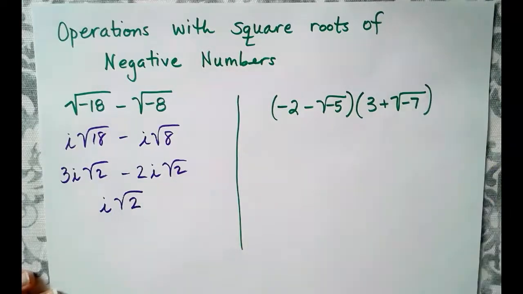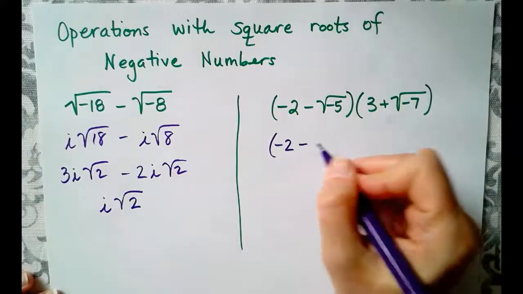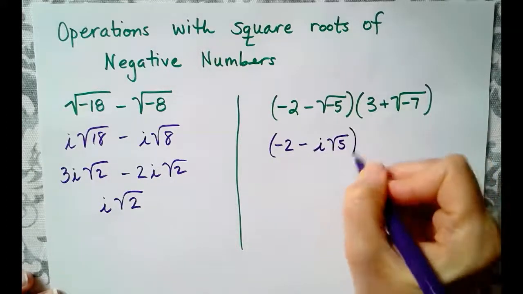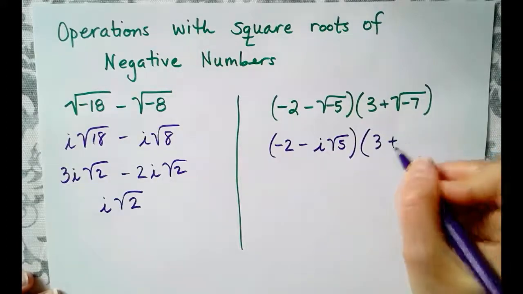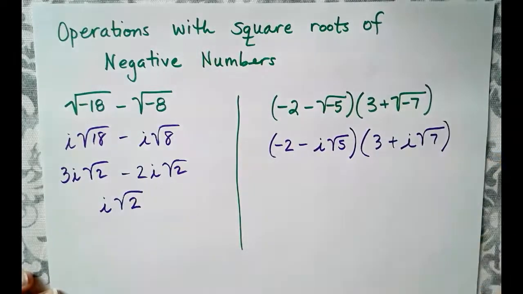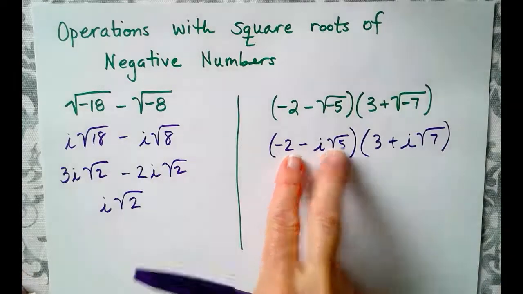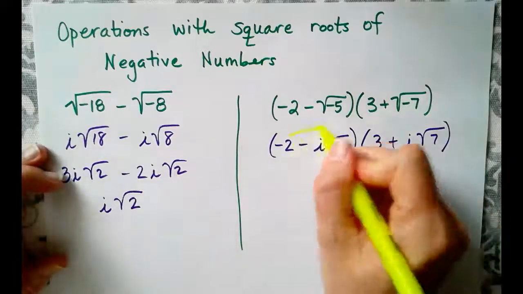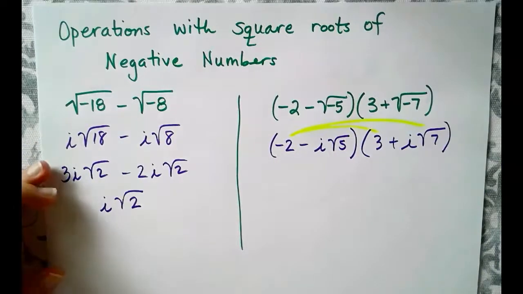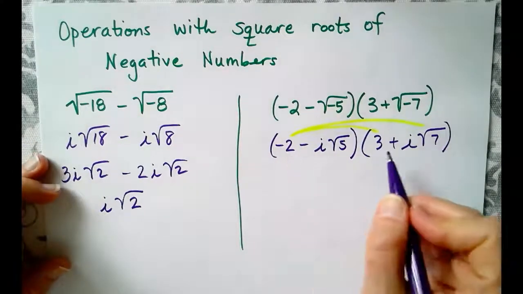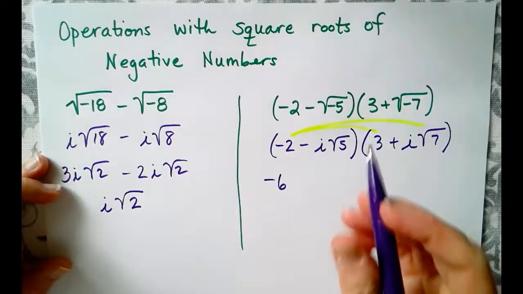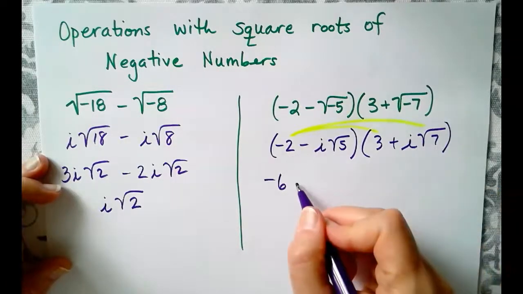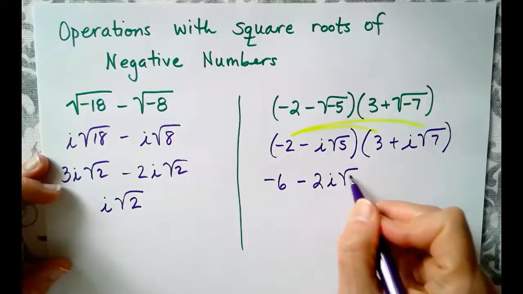Over here, take out the i's, and we get -2 minus i root 5 times 3 plus i root 7. And of course, this is a binomial times a binomial. So we need to use the distributive property twice, or the FOIL method, whatever you like to call it. So from here, this -2 will first be distributed to both terms on the right. -2 times 3 is -6. -2 times i root 7 is -2i root 7.